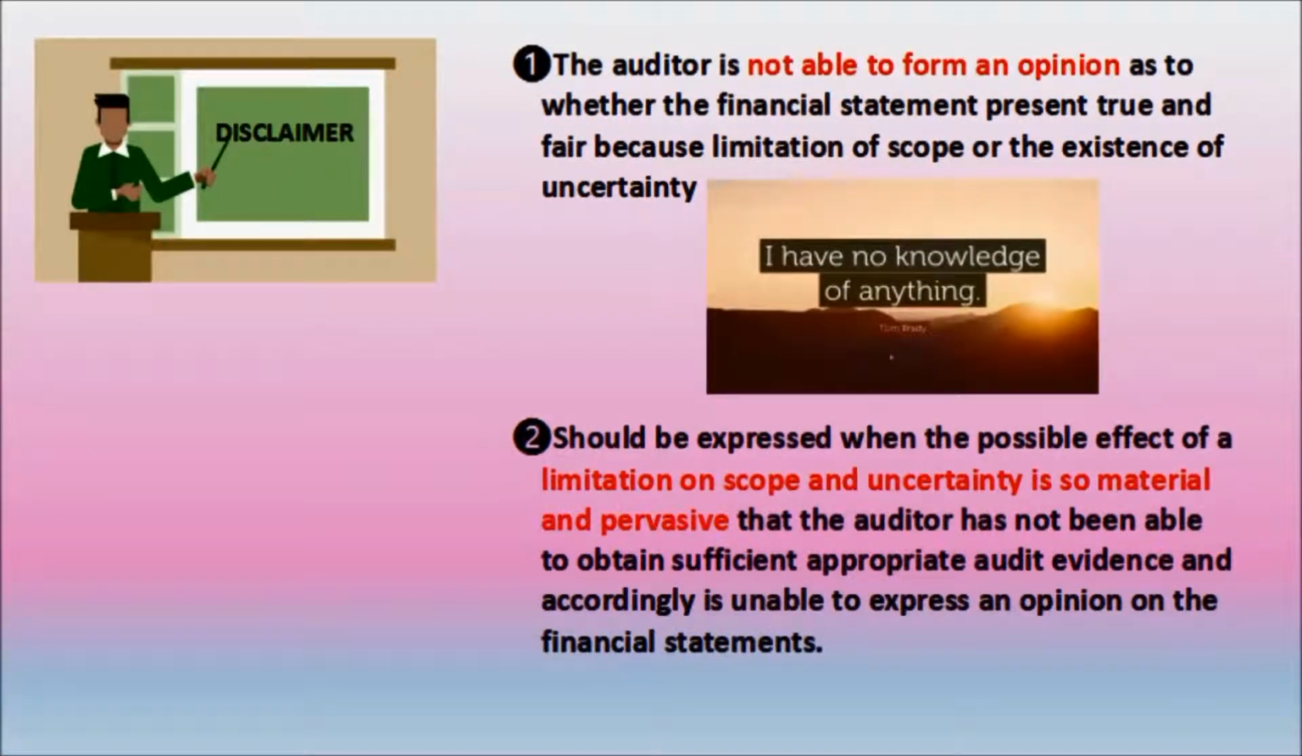Next, disclaimer of opinion. The auditor is not able to form an opinion as to whether the financial statements present a true and fair view because of limitation of scope or the existence of uncertainty. For example, the auditor has inadequate knowledge about the effect on financial statements. It should be expressed when the possible effect of a limitation on scope and uncertainty is so material and pervasive that the auditor has not been able to obtain sufficient appropriate audit evidence and accordingly is unable to express an opinion on the financial statements.